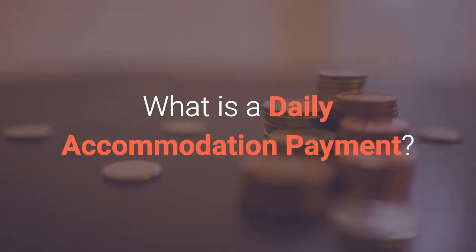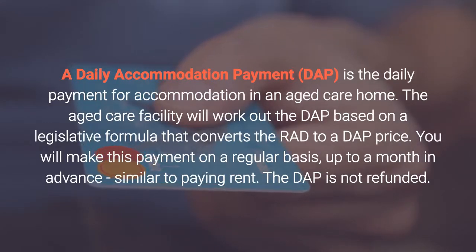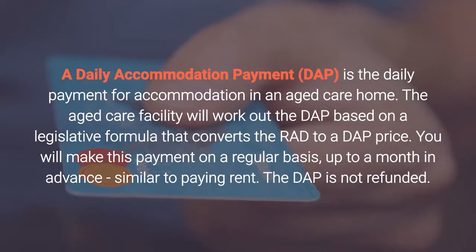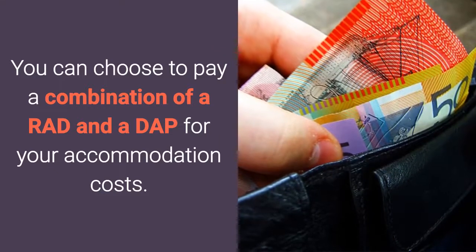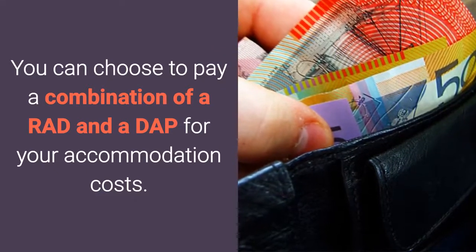What is a daily accommodation payment? A daily accommodation payment is the daily payment for accommodation in an aged care home. The aged care facility will work out the DAP based on a legislative formula that converts the RAD to a DAP price. You will make this payment on a regular basis up to a month in advance, similar to paying rent. The DAP is not refunded. You can choose to pay a combination of a RAD and a DAP for your accommodation costs.